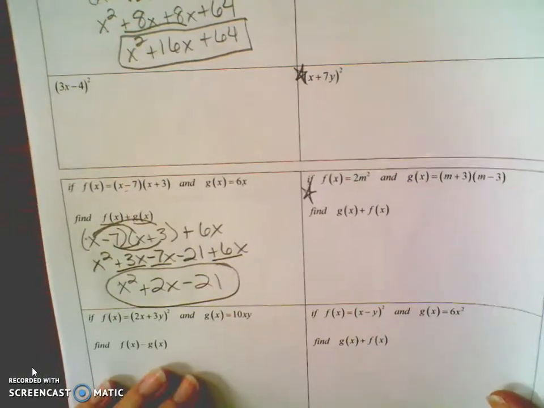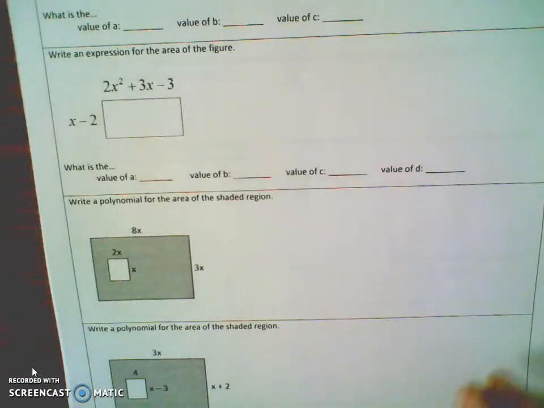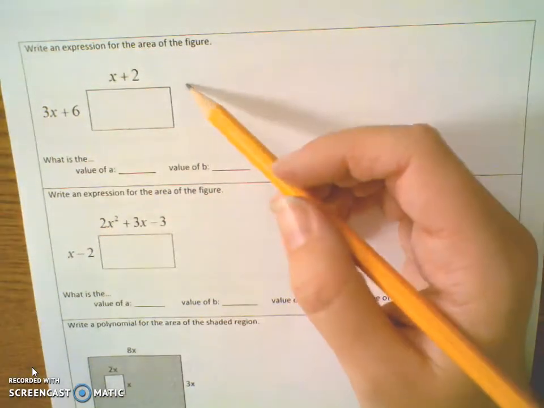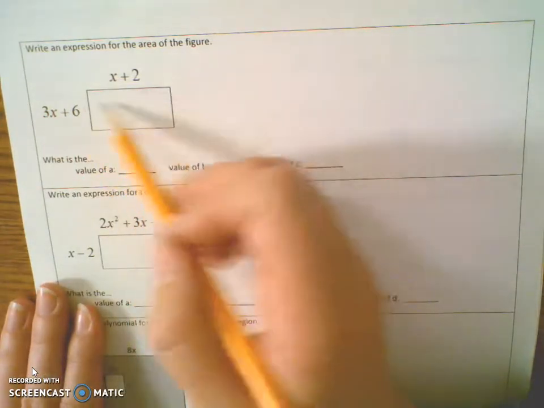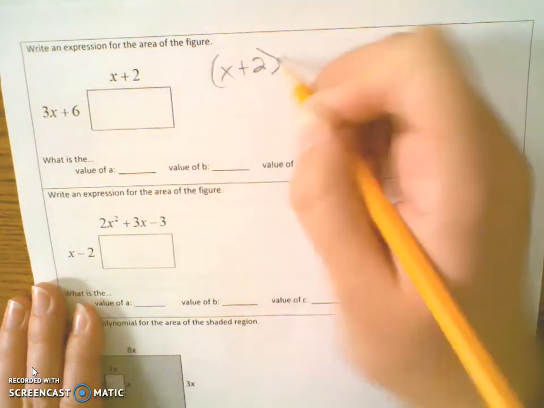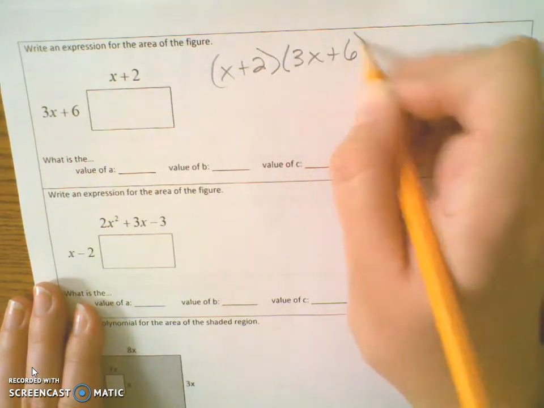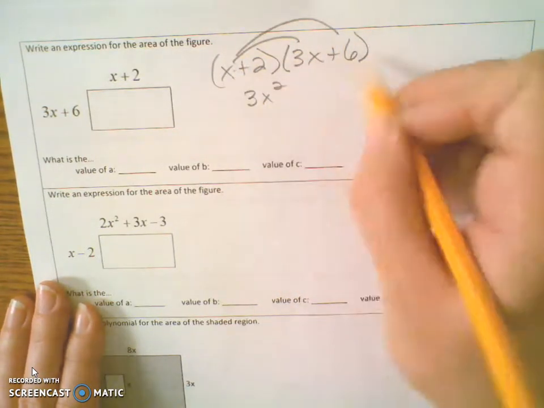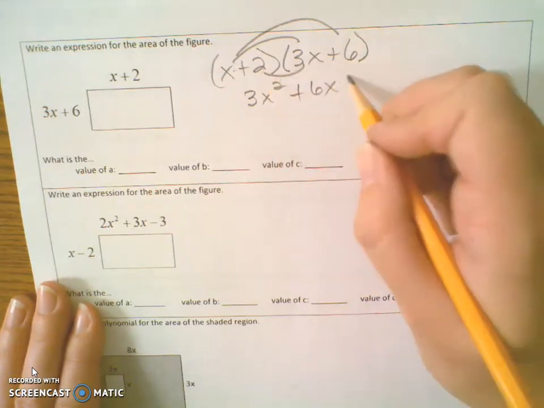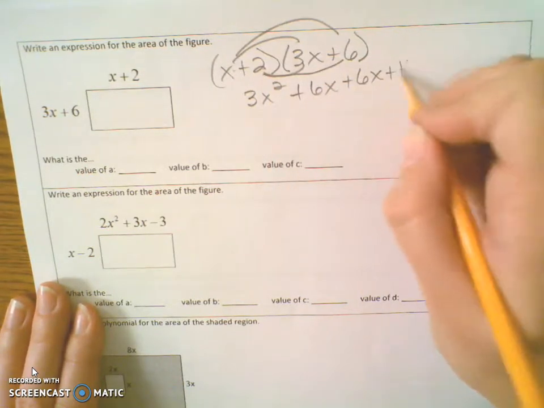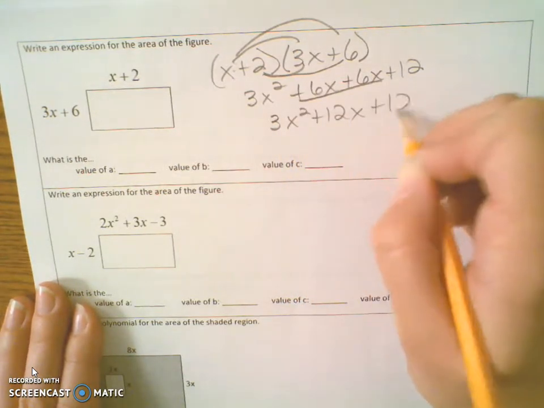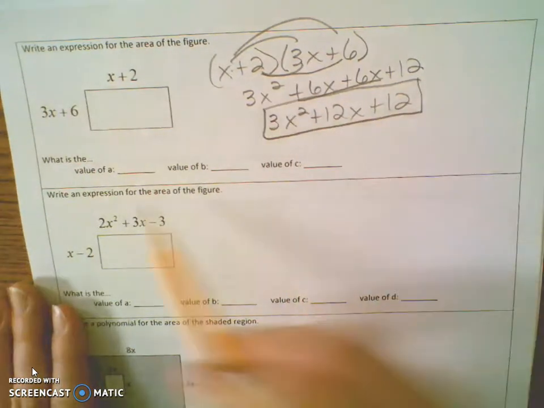Okay, let's take a look at the word problems on the next page, on page 7. So we're going to do this one together here. If we're writing an expression for the area, that just means we multiply length times width. So we're going to take x plus 2 times 3x plus 6. X times 3x is 3x squared. X times 6 is 6x. 2 times 3x is 6x. 2 times 6 is 12. Combine those, so we have 3x squared plus 12x plus 12.